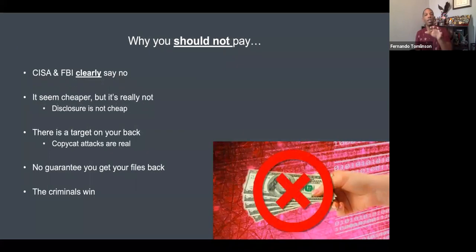Now, conversely, here's some reasons why we should not pay. CISA and FBI clearly say no, right? Yes, the FBI clearly said yes, it is the easiest path on the previous slide, but the FBI has also clearly said no, so there's some contradiction, if you will. And it seems cheaper, but it really is not, depending on the business, and not really depending on the business, rather. Disclosure is not cheap, right? There's a target on your back. You pay once, you'll probably pay again.